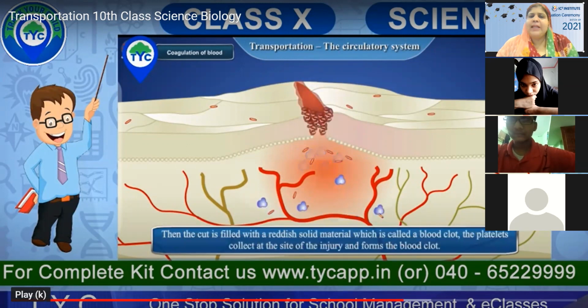Automatically, what happens inside the body, we have got platelets. The platelets come rushing towards the wound, जहाँ पर भी wound रहता है, and they block that passage so that there is no loss of blood from there. And उसको बोलते हैं, we call it clotting.